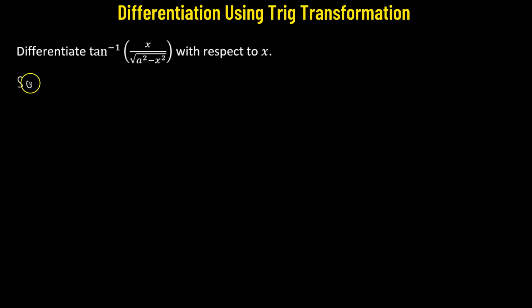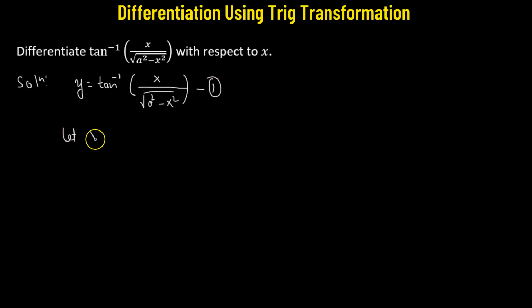So here we have to differentiate the inverse tangent function. So let's begin by considering y to be equals to tangent inverse of x divided by square root of a squared minus x squared. Now our task will be to find out the derivative with respect to x, but before that we will make a trigonometric transformation so that tangent inverse of x over square root of a squared minus x squared reduces to a simpler form. So here we will make the substitution x to be equals to a sine theta.